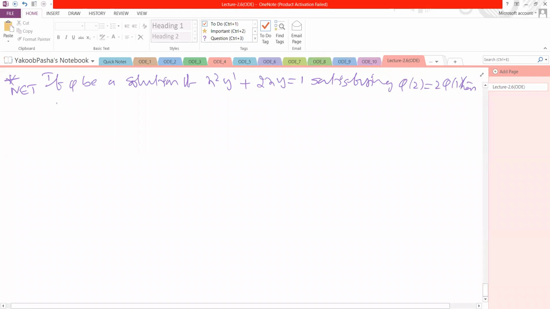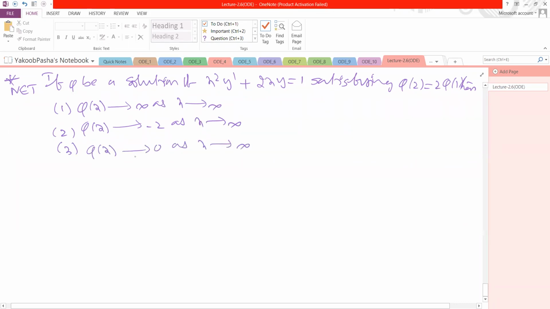We have 4 options. I'm writing the options here. First option, phi of x tends to infinity as x tends to infinity. Second option, phi of x tends to minus 2 as x tends to infinity. Third option, phi of x tends to 0 as x tends to infinity. And the fourth option, none of the above. Which is the right option? We have to pick that.